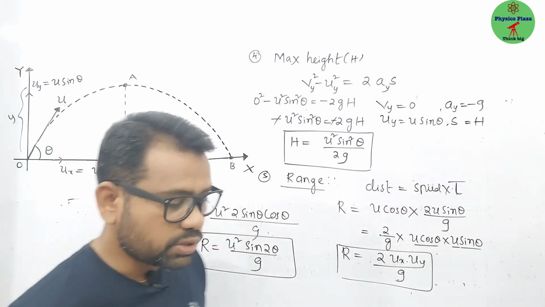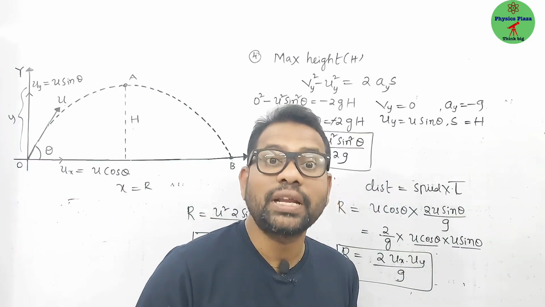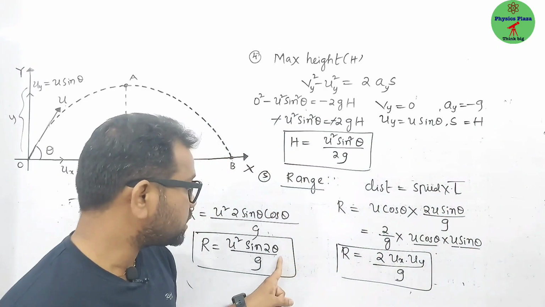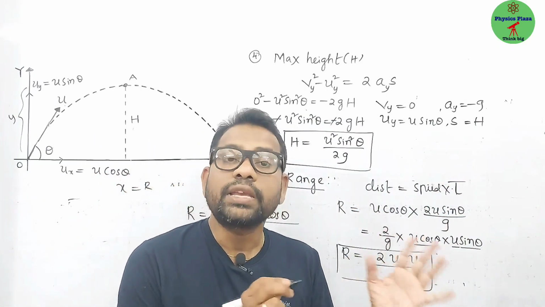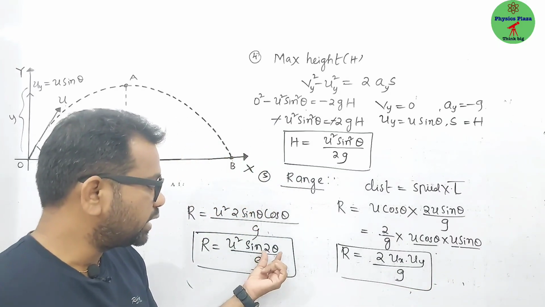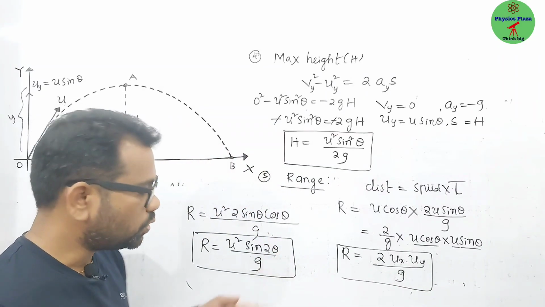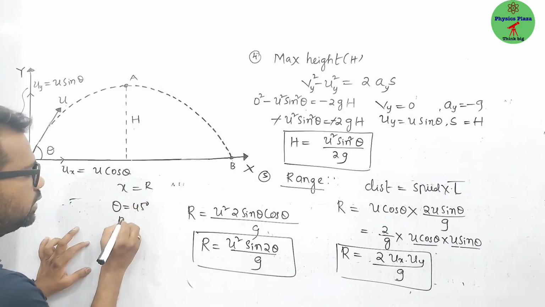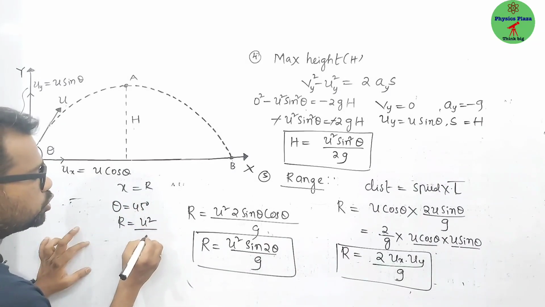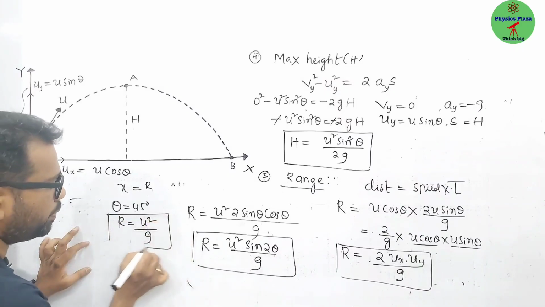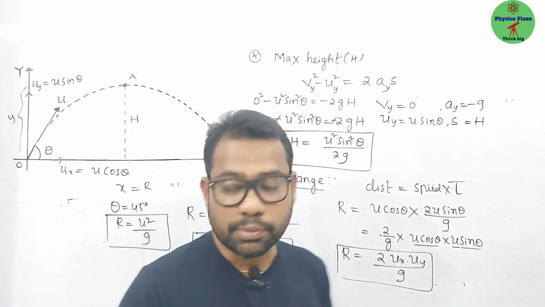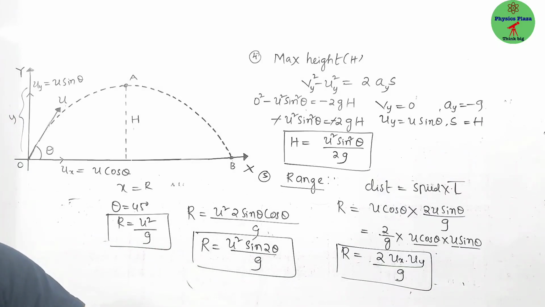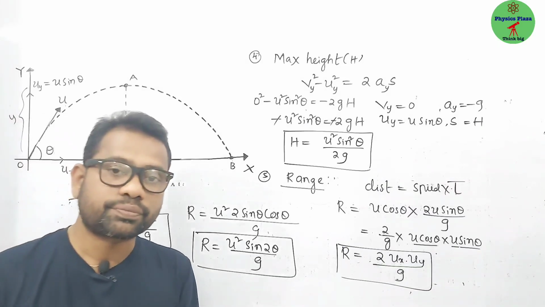Of course, in the exam they may ask a question: when can the range be maximum? That means for what angle will the sine value be maximum? 90 degrees. To have this total 90 degrees, children, theta must be 45. So if theta is 45 degrees, then the range will be maximum, that is u square by g. This is the maximum range. So R is equal to u square by g.